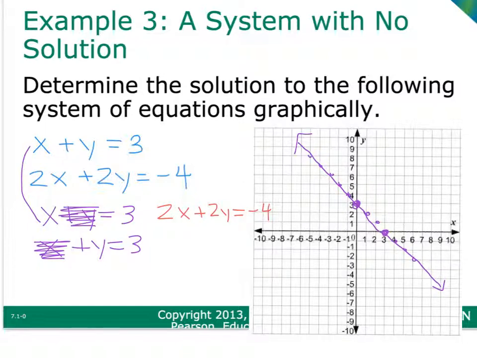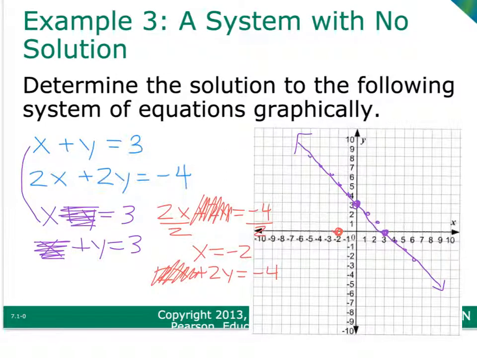Again, you can do this really easy by finding the intercepts. So I'm going to do my x-intercept first, so I'm going to zero out my y. And I have the little equation 2x equals negative 4. So my x-intercept is negative 2. And then I'm going to find my y-intercept. 2x plus 2y equals negative 4. So I'm going to zero out my x, solve for my y, and my y-intercept is also negative 2.